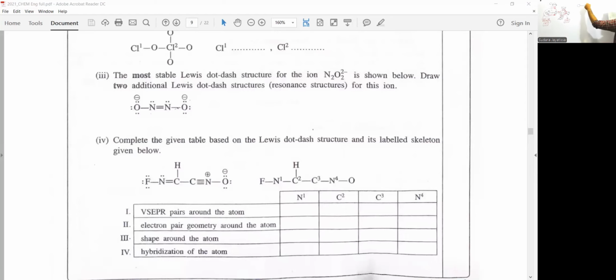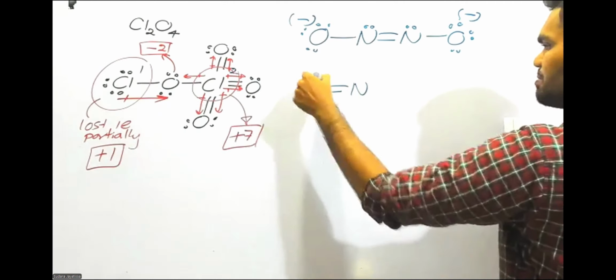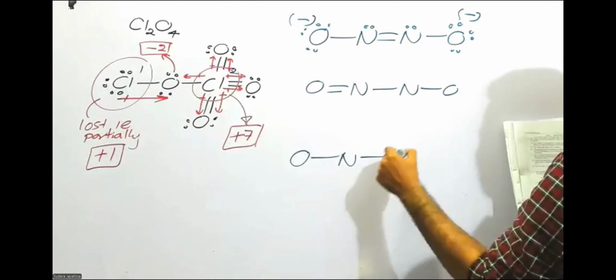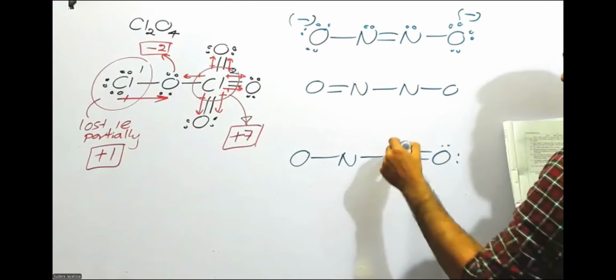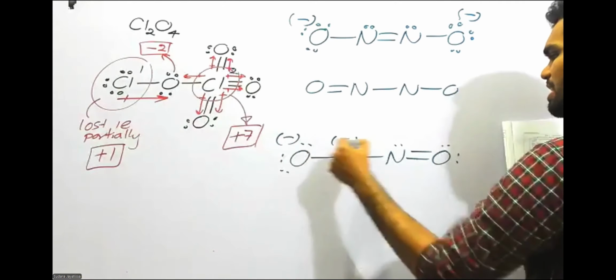We can follow the same principle we used for the 2019 question. We can change the location of the π bonds. As you can see here, it has only 1 π bond, so you can put that π bond on either side. The two structures will be: one will have the π bond on the other side, and this one will have the π bond here. Then these will have charges.